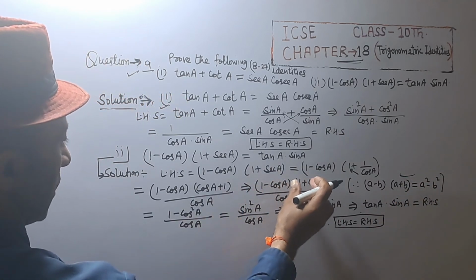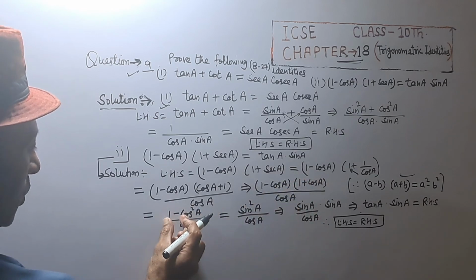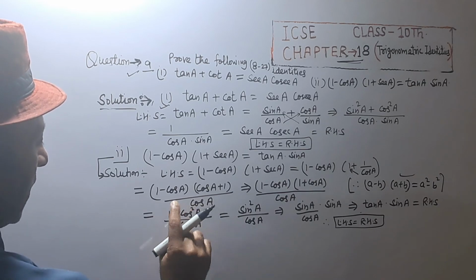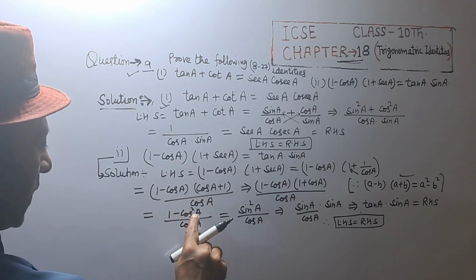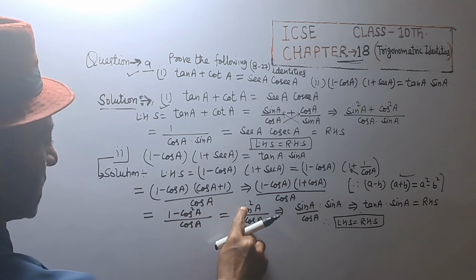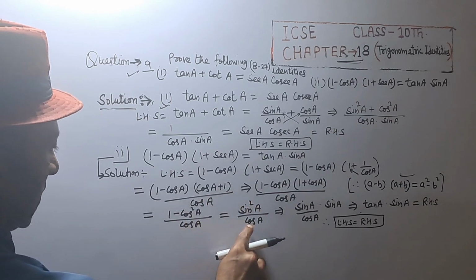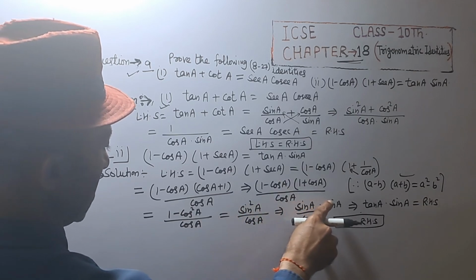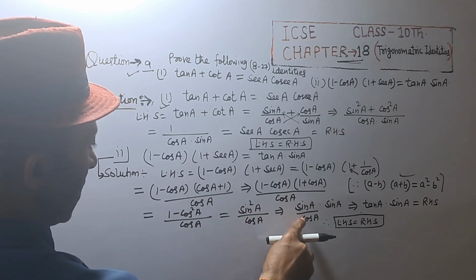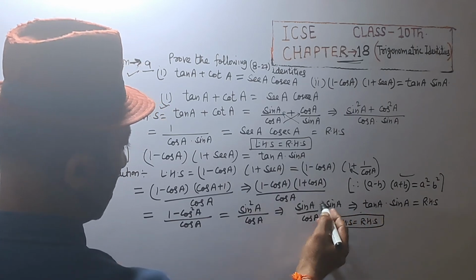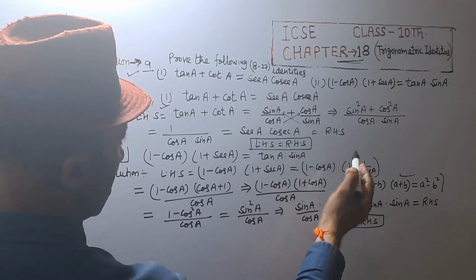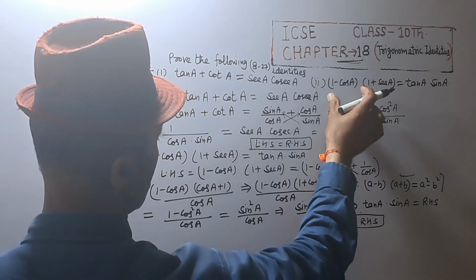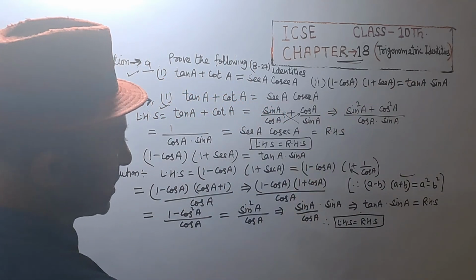1 minus cos A into 1 plus cos A equal to 1 square, that is 1 minus cos square A, and 1 minus cos square A is equal to sin square A divided by cos A. We can write sin square A as sin A into sin A, and sin A divided by cos A equal to tan A into sin A. That is our right hand side. So left hand side is equal to right hand side, hence proved.